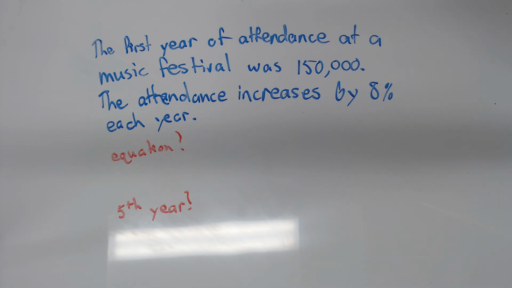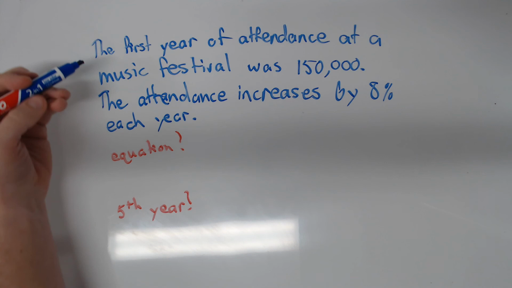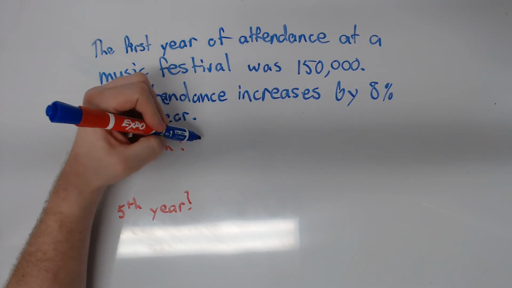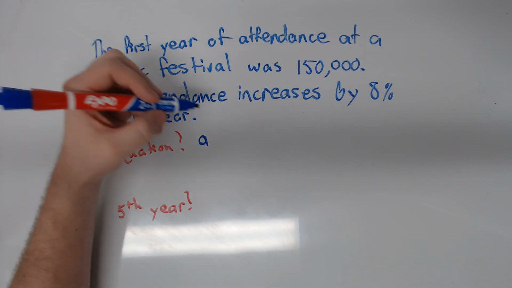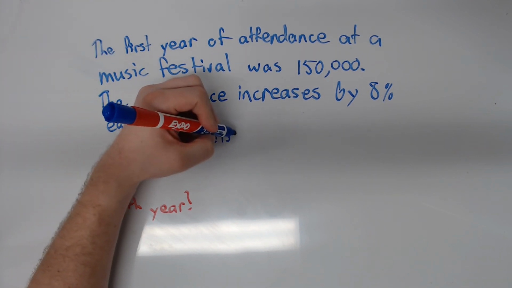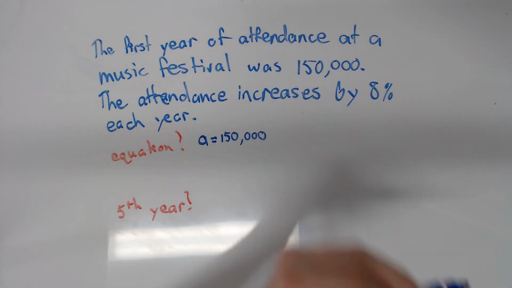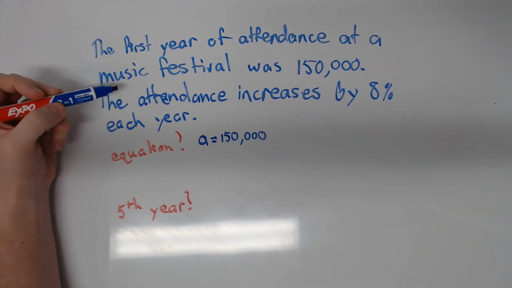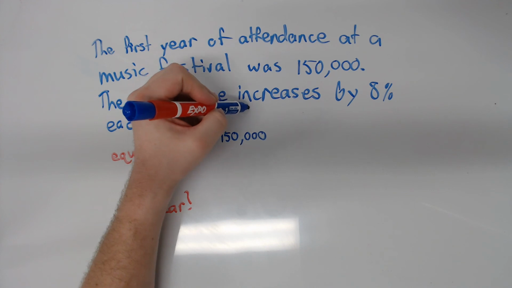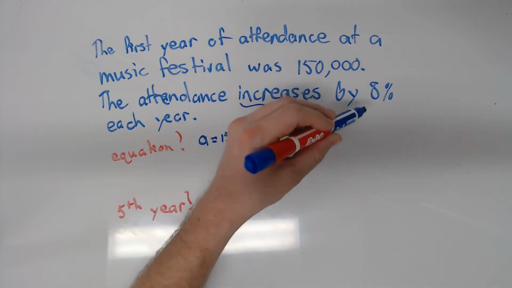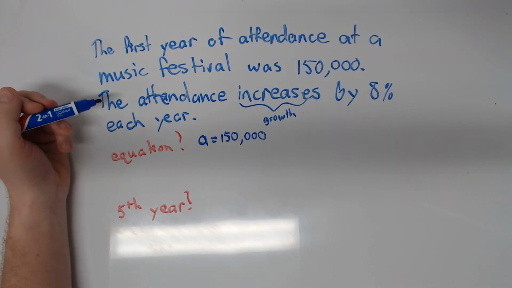So how do we read an exponential growth or decay problem? The first year of attendance at a music festival was 150,000. A in our equation represents our initial value. What did we start at? Well, the first year was 150,000. The attendance increases. This tells us we're going to be working with growth by 8% each year.